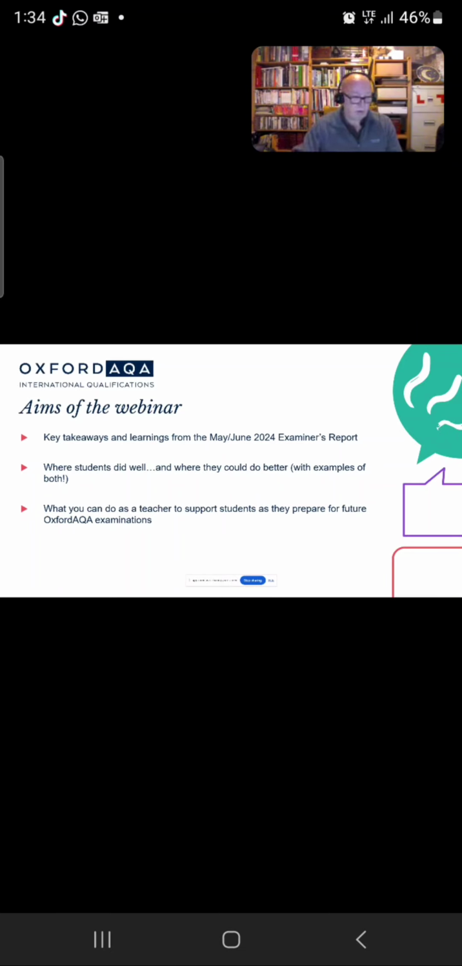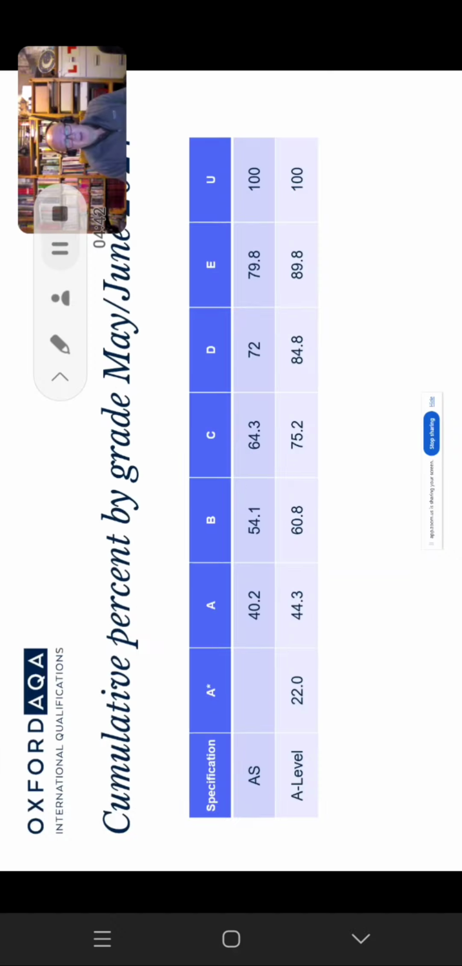So let's see what the performance was last summer. As you can see, the AS and A-level are awarded separately, and about 40% of our students last summer gained the highest grade at AS, and about 22% the A star at A-level, but slightly more if you include the A than they did at AS. And you're looking at about 20% of the candidates who didn't manage to get a grade at AS, and about 10% at A-level. One of the things that is important for you to realize is that these standards, these grade boundaries, are kept quite closely in line with the A-level here in the UK.